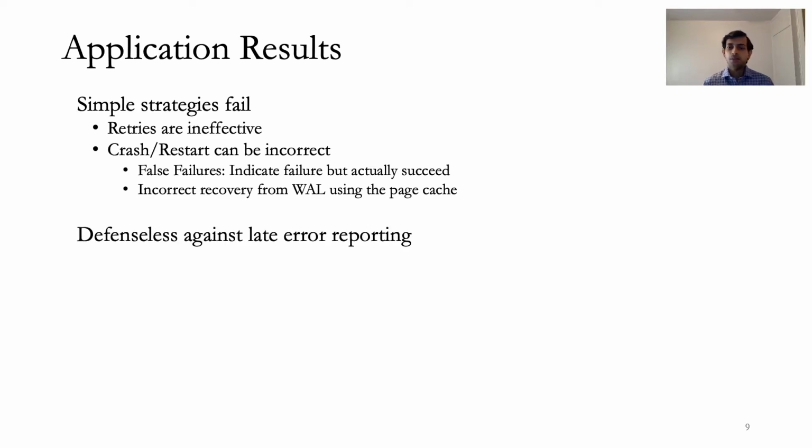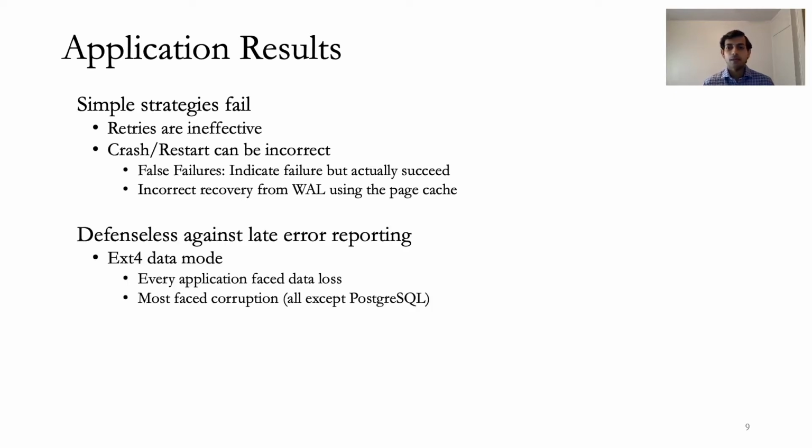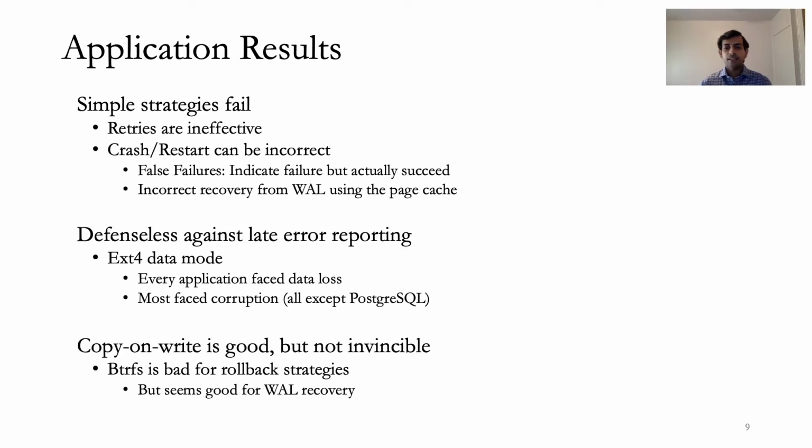ext4's data mode reports errors later, and this is quite problematic. Applications require immediate notifications for their strategies to be effective. We see that most applications faced corruptions and all had cases of data loss. Btrfs did have the least number of data loss instances and false failures, and it seems pretty good for strategies that recover from a write-ahead log. But it's particularly bad for rollback strategies, and I'll be diving deeper into each of these in the talk.